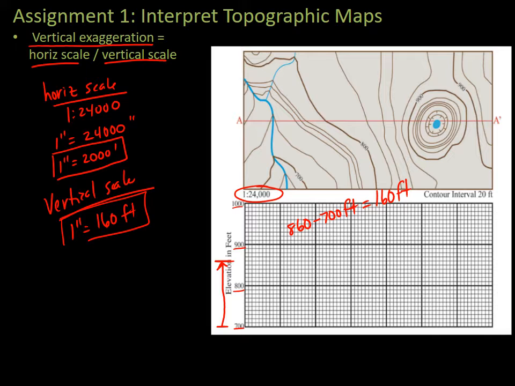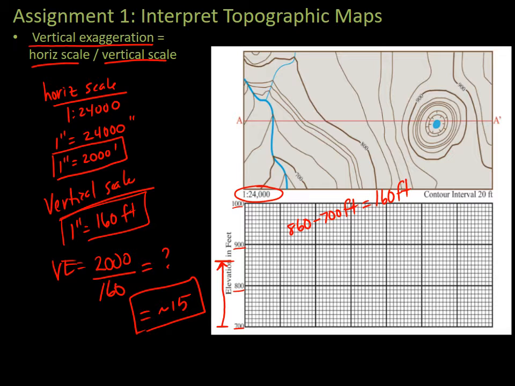Now to calculate the vertical exaggeration, I take the horizontal scale, which is that 2,000 number, divide by the vertical scale, which is that 160 number, and we get some resulting value. Yours will be slightly different than mine depending on how your printer scales the images when it prints it, but roughly speaking, you should get something about 15. In other words, the vertical axis of this profile is exaggerated 15 times compared to the horizontal. If you get something wildly different from 15, just go back and check your measurements and calculations.